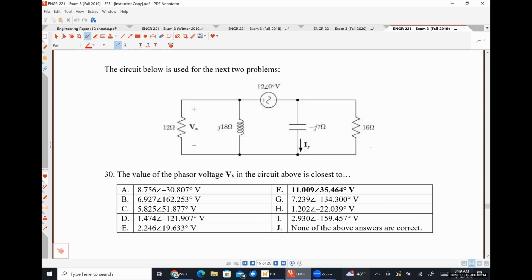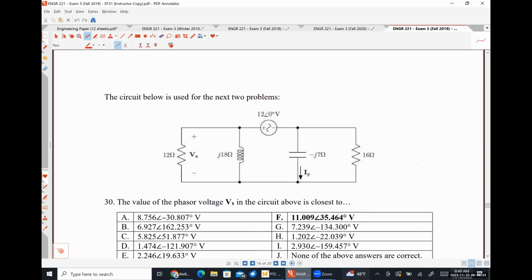Let's see, how would I go about doing this? Probably voltage division. Now, you may be thinking, how the hell is he going to make voltage division work for this thing? I'm going to redraw the circuit real quick in a way that's a little less annoying.